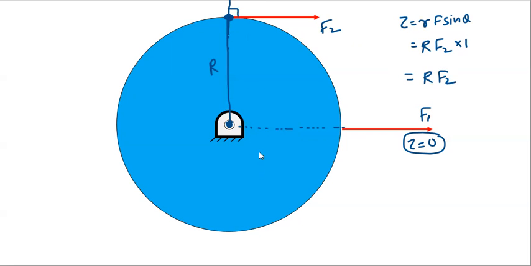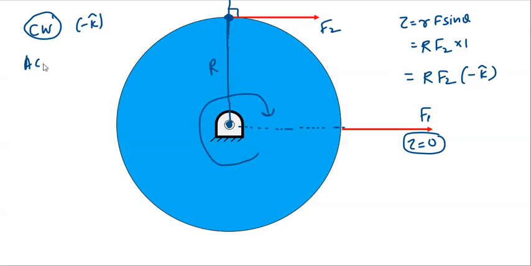And if you see, this body will rotate in clockwise direction, so the torque will be minus k cap. Please remember, if the torque is in clockwise direction, the direction to be put is minus k cap. If the rotation is in anti-clockwise direction, then the direction will be positive k cap. In this case, this force will rotate the body in clockwise direction, so minus k cap. Let's take one more example.